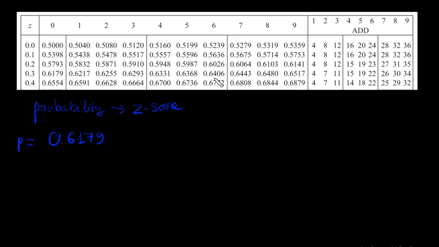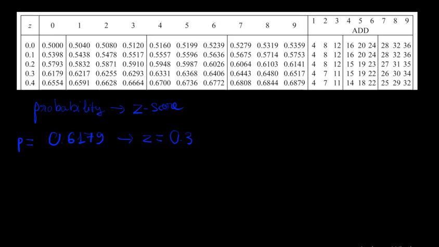It will start with a 6, so it will be somewhere around here. 6, not 5. Start with 6 1. Here I have 6 1, and I have a number here. We see exactly 0.6179. So I can say that my z-score is equal to 0.3.